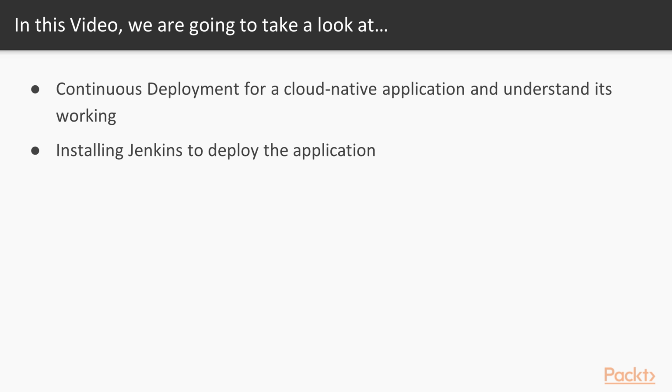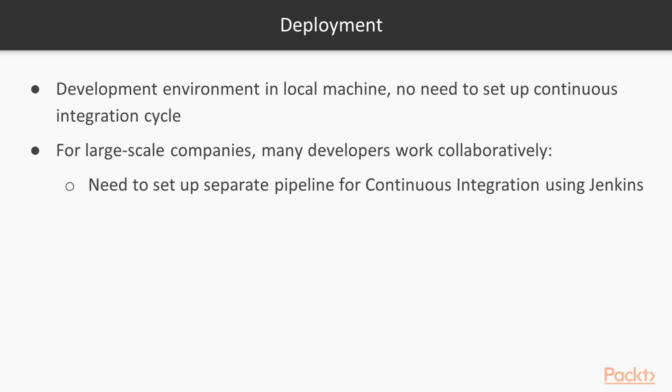In this video, we will start with continuous deployment for a cloud-native application and understand its working. Then, we will install Jenkins to deploy the application. Earlier, we successfully set up the infrastructure, but we are yet to deploy the application. Also, we need to make sure that further deployment should be taken care of using continuous deployment.